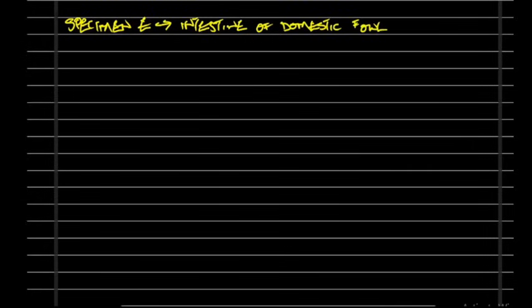So specimen E now. We have specimen E to be the intestine. The intestine of domestic fowl is what we want to talk about now. So let's see how it goes.